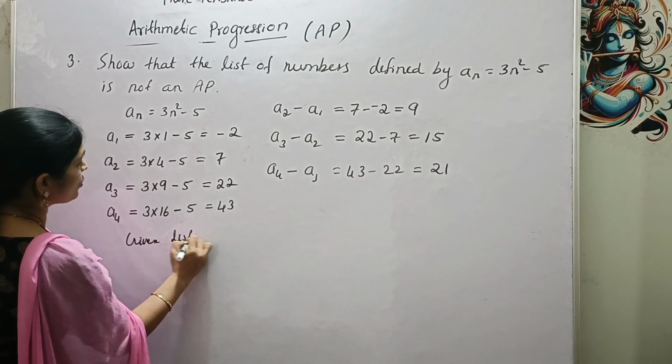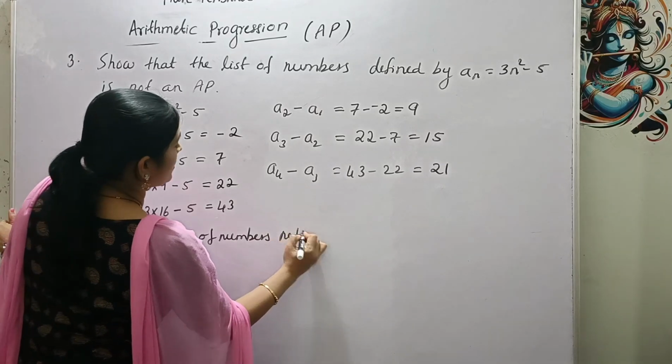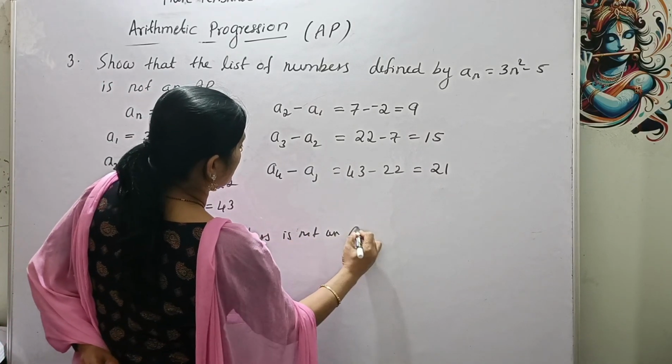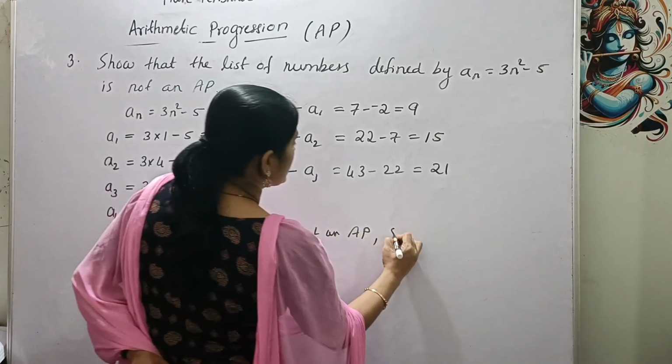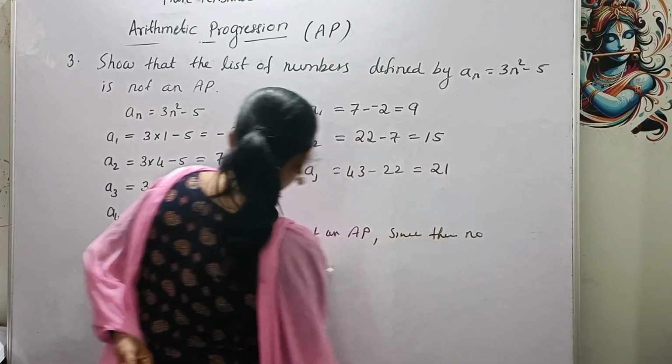Given list of numbers is not an AP, since there is no common difference.